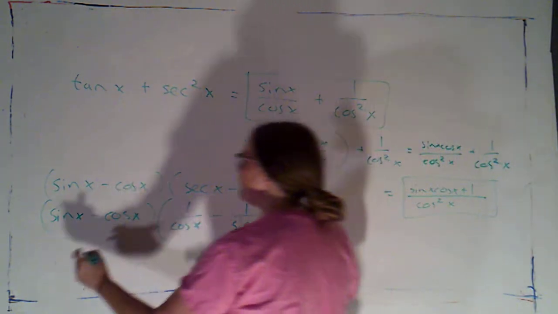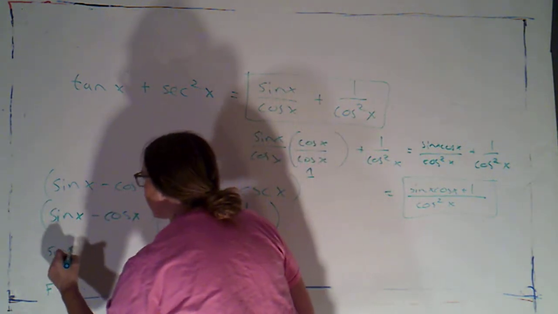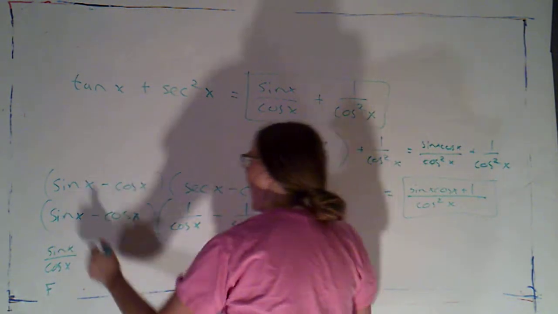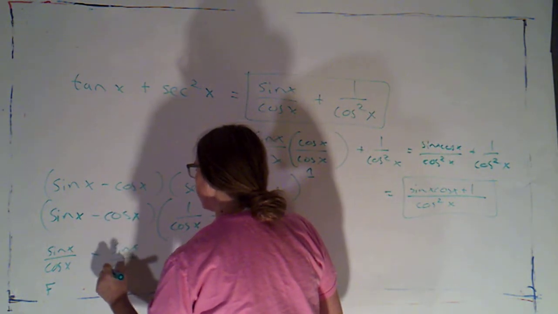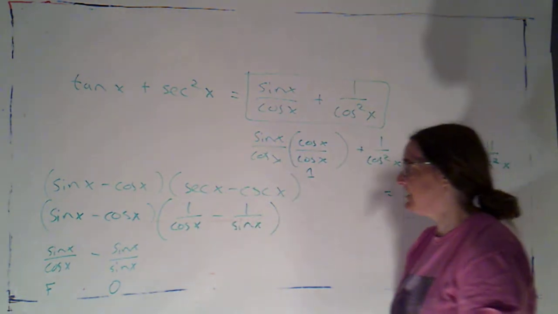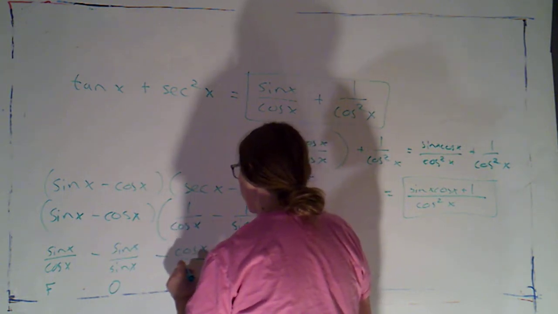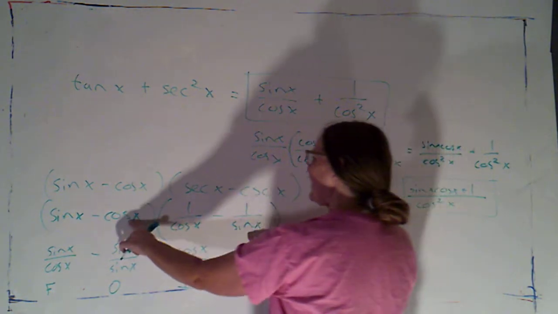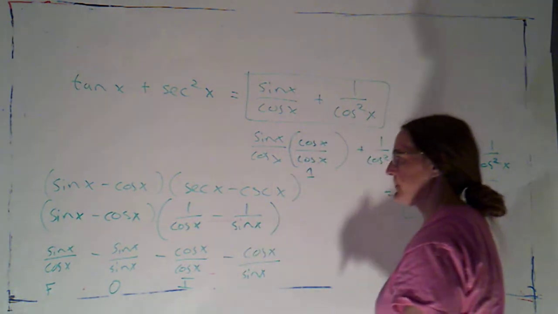Okay. So when I FOIL, my first terms are going to be sine x times 1 over cosine x, which gives me sine x over cosine x. My outside terms are going to be minus sine x over sine x. That's kind of nice. I'm going to be able to simplify that to 1 in just a minute. My inside terms will be minus cosine x over cosine x. That's nice. I'll be able to simplify that to 1. And then my last terms are going to be minus cosine x over sine x.